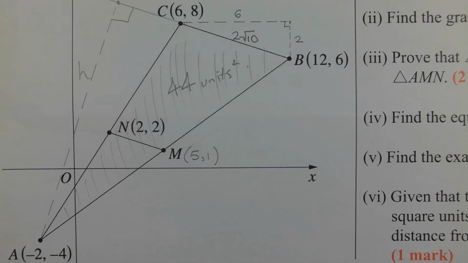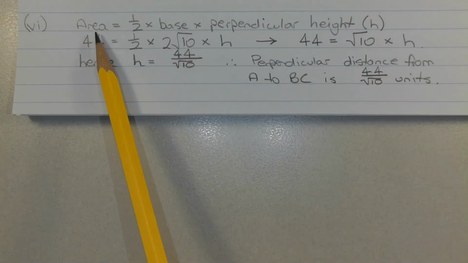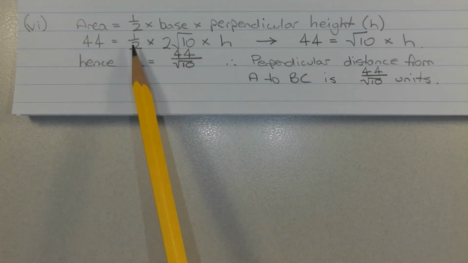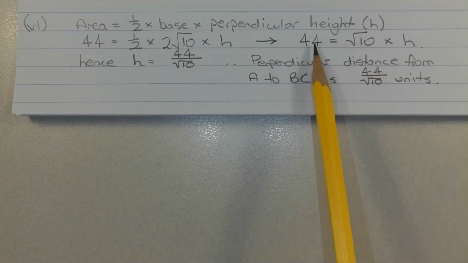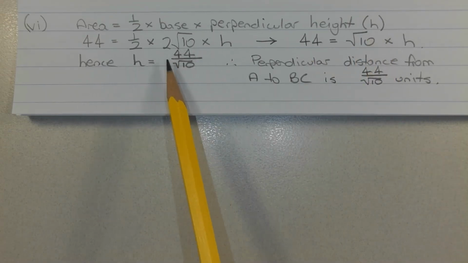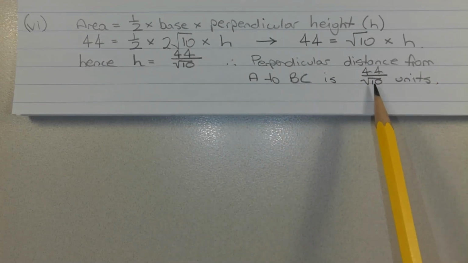Using the area formula, area equals half times base times perpendicular height, we can then solve for H, hence finding the perpendicular distance from point A to the line through BC. So 44 is equal to half times 2 root 10 times H. Now half times 2 equals 1. So the equation simplifies to 44 equals root 10 times H. Dividing both sides of the equation by root 10 to make H the subject, we get H is equal to 44 over root 10. Therefore, the perpendicular distance from A to BC is 44 over root 10 units.